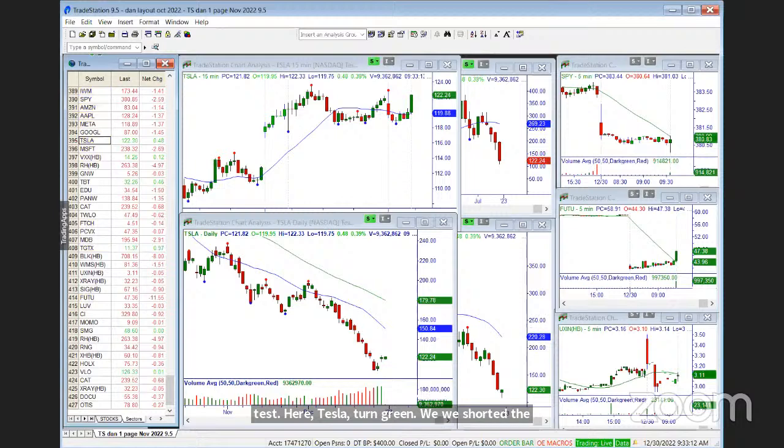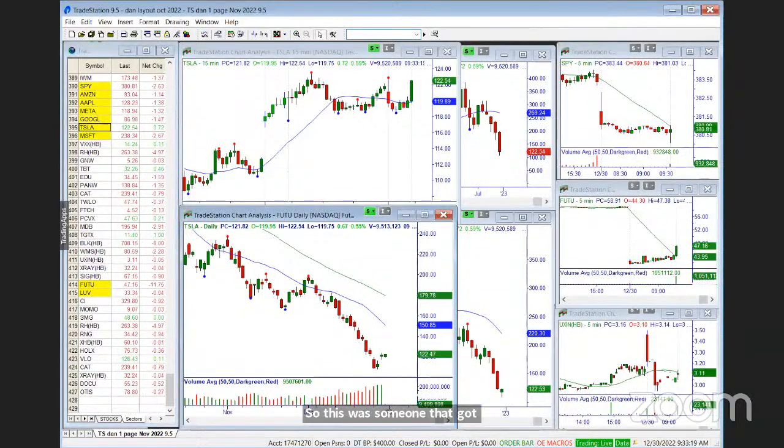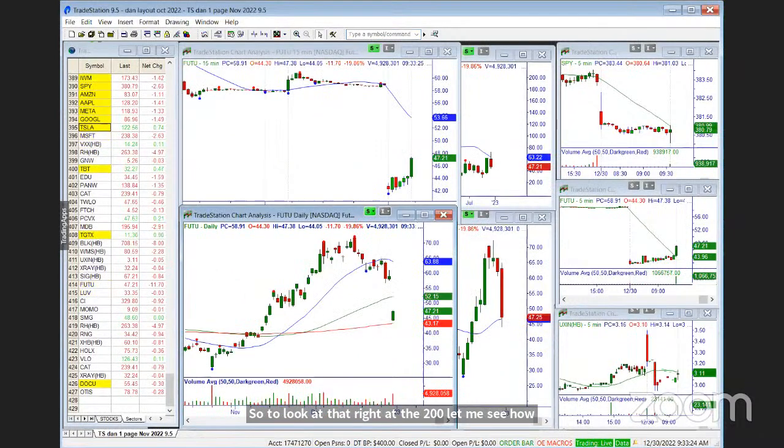Futu's moving. So this was the one that got killed. Futu. Look at that, right at the 200. Let me see how juicy these puts are. Even 0 DTE.